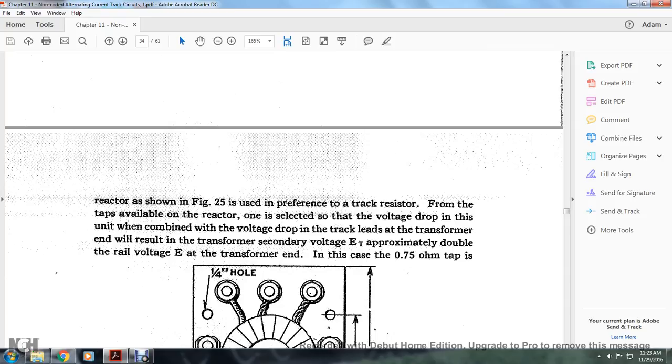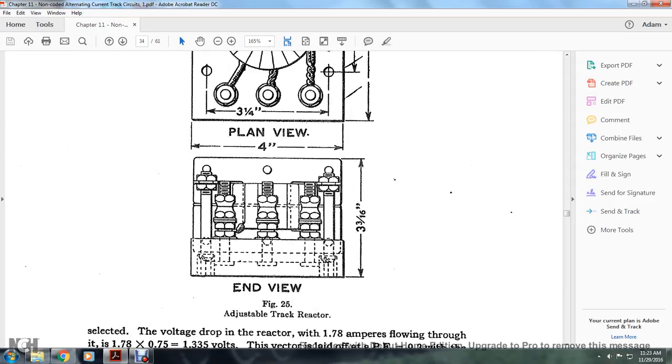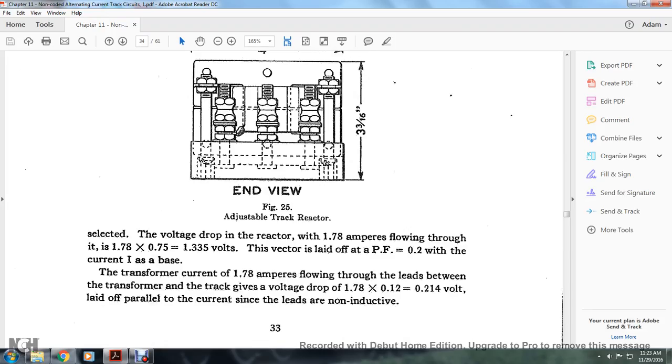The use of the track resistor from the taps available on the reactor, once selected, gives a volt drop which is combined with the voltage drop in the track leads at the transformer end, with the result that the transformer secondary voltage ET is approximately double the rail voltage E at the transformer. In this case a 0.7 ohm tap is shown. This is the adjustable track reactor.